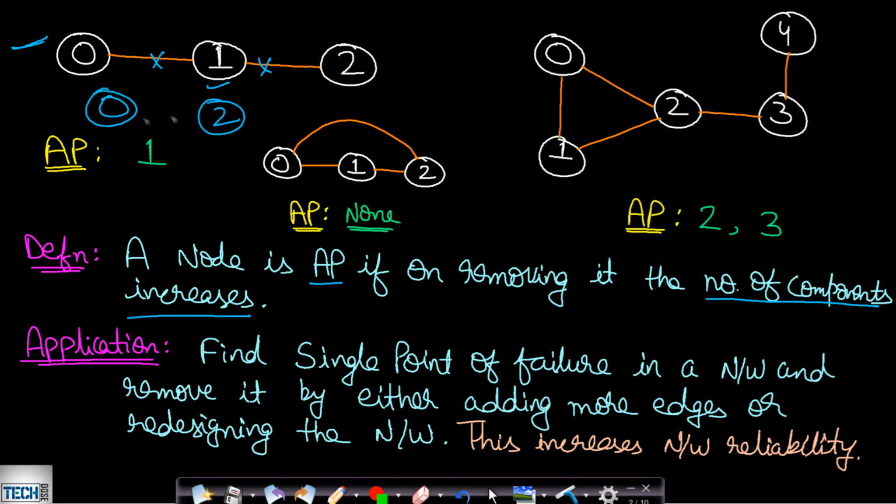That is, you will be having two nodes and they will not be connected. So on removing this node 1, you can see that the number of components are getting increased. Therefore 1 can be considered as an articulation point. But if you try to remove this 0 or this 2, then they won't be articulation points, okay, because the number of components will still remain as 1.